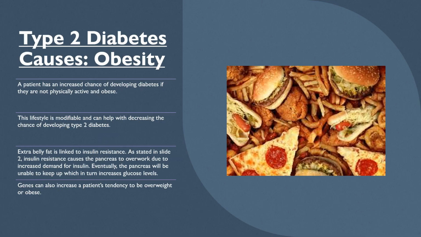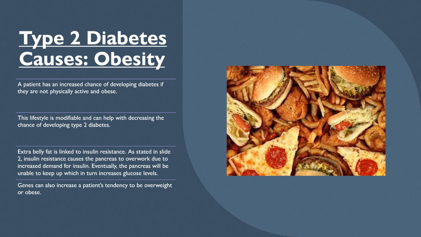More causes of type 2 diabetes is obesity. A patient has an increased chance of developing diabetes if they are not physically active and obese. This lifestyle is modifiable and can help with decreasing the chance of developing type 2 diabetes. Extra belly fat is linked to insulin resistance.